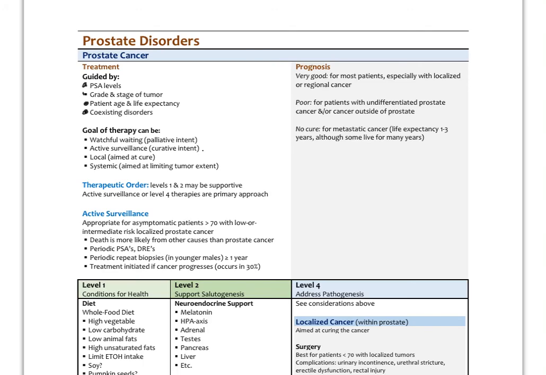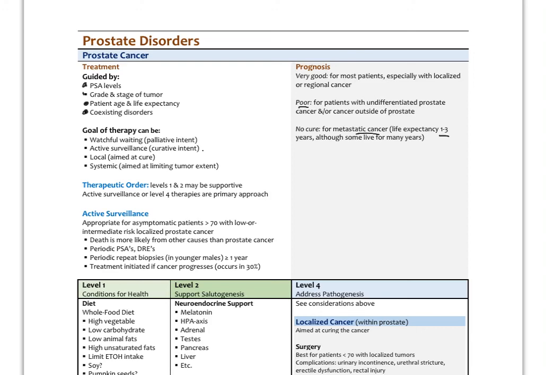Once the tumor has metastasized, usually there is no cure at that point, but it's a question of maybe slowing down the metastases and extending the patient's life expectancy. The prognosis is going to be very good for most patients with localized or regional cancers, very poor for patients with undifferentiated prostate cancer and any sort of spread outside the cancer capsule, and really no cure for metastatic disease. The life expectancy typically is 1 to 3 years, though some may live longer than that. So all of our different assessment tools will kind of give us our prognosis.